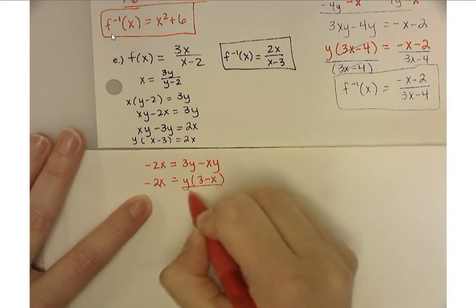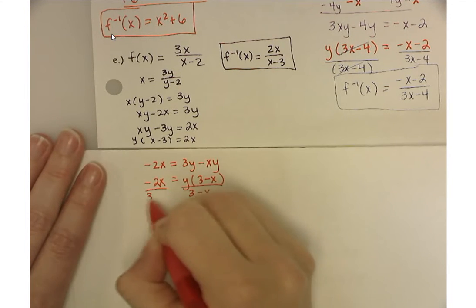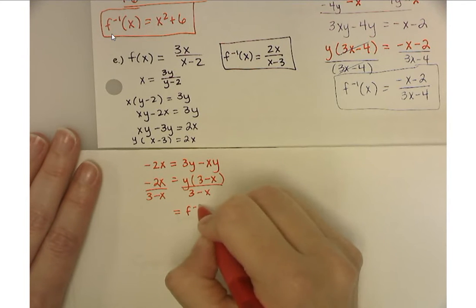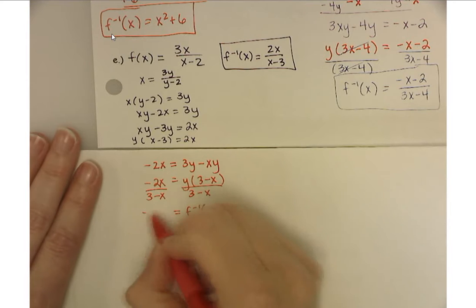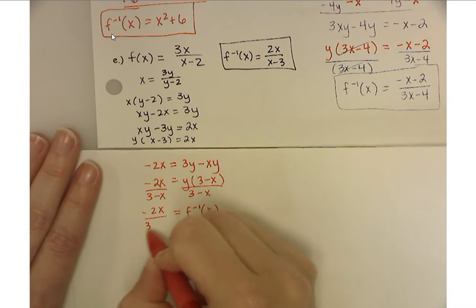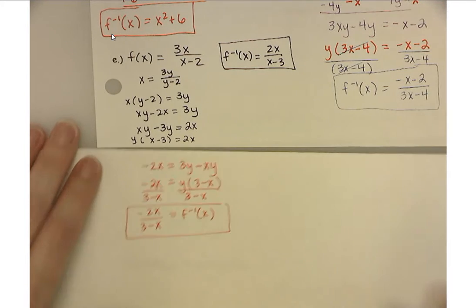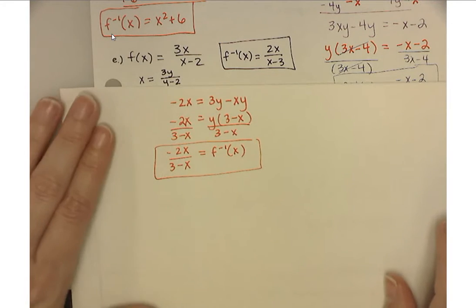Okay, and then you would divide both sides by 3 minus x. So I'm perfectly fine with you having the inverse negative 2x over 3 minus x. That would be an acceptable equivalent answer. And then I'm just going to show you how they're equivalent.